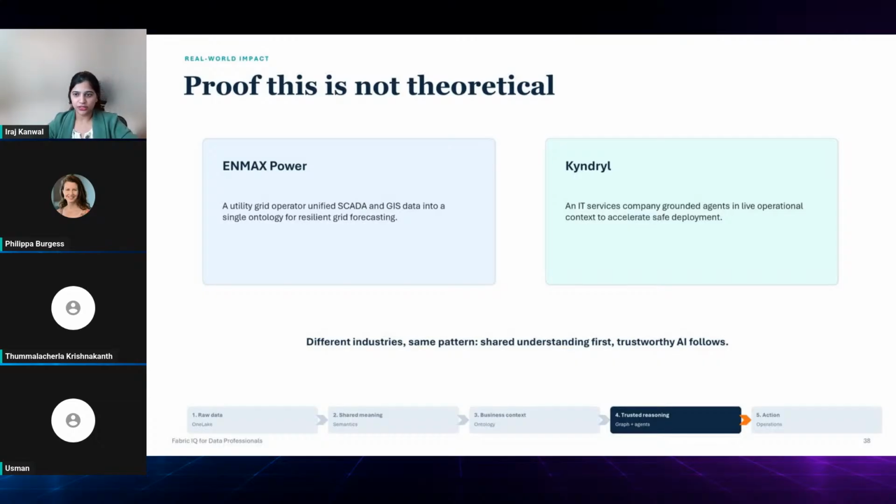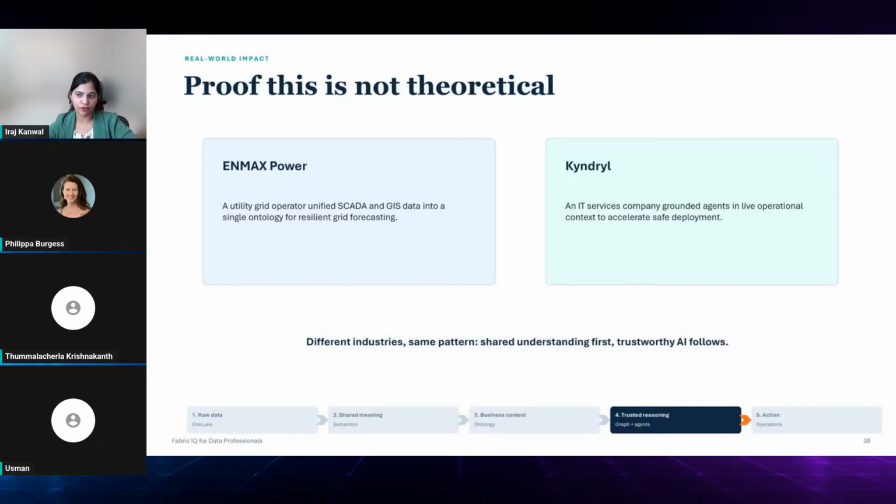And this is not just theoretical. Organizations in utilities, logistics, IT, operations, mission, and environment already have and need this pattern. If you talk about NMAX Power, they are a utility grid operator whose unified SCADA and GIS data is turning into a single ontology for grid forecasting. The other organization, Kenrel, is an IT services company that is grounding their live operational data context to accelerate safe deployment. So the pattern is consistent across industries.